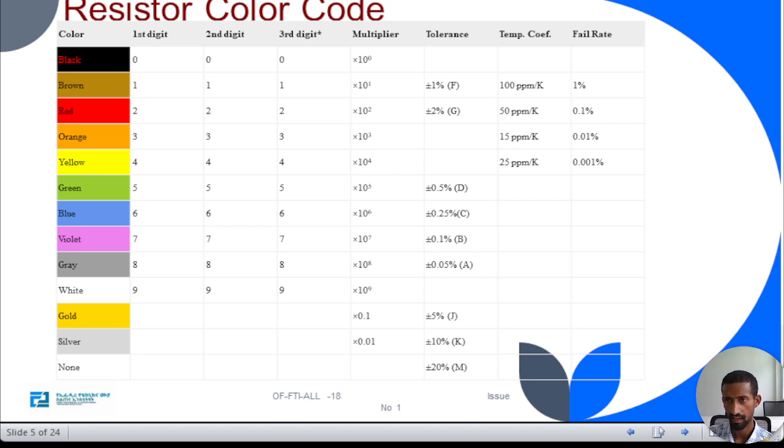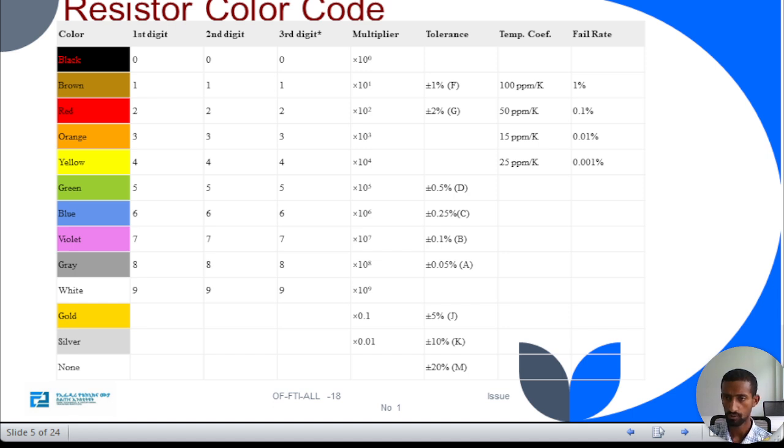These are the tables. When we come to the multiplier, if it is black, 10 to the power of 0 means 1. If the multiplier, the third band, is brown, it will be 10 to the power of 1, which means you will multiply by 10. If it is red, you will multiply by 10 to the power of 2, that is by 100.